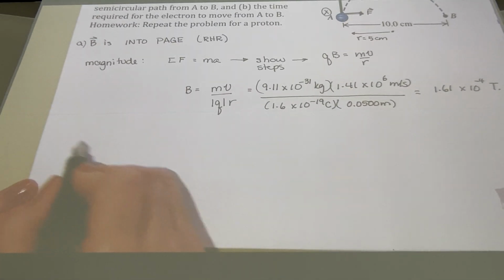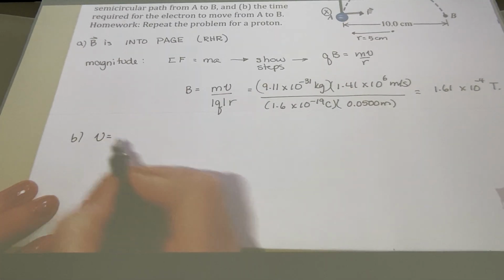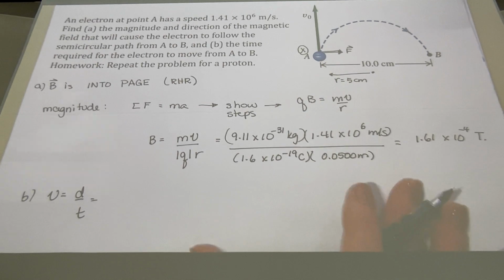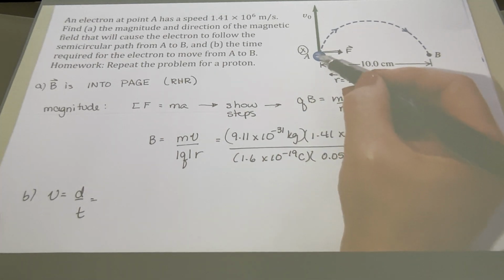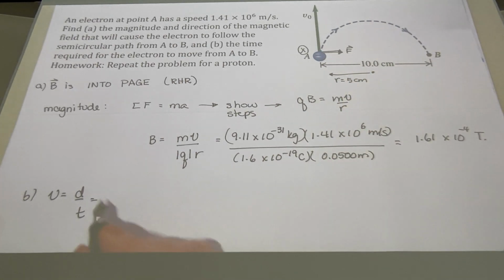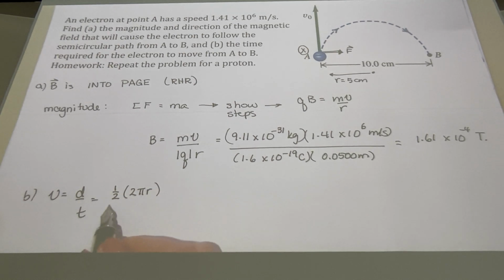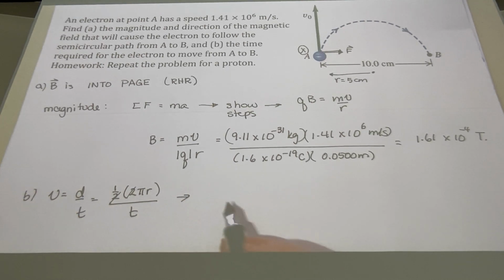Well, if we remember our definition, our speed, which is going to be constant, is distance over time. The distance it travels is 1/2 of the circumference of a circle. So from A to B, it goes 1/2 of a circle. So 1/2 of 2 pi r divided by t. And those twos cancel. t is going to be pi times r divided by v.